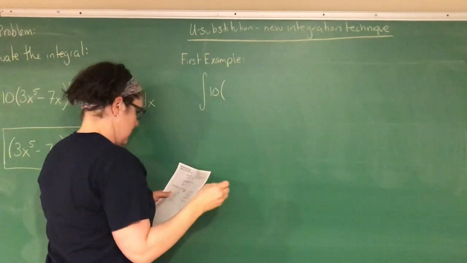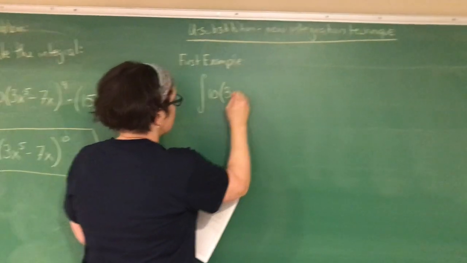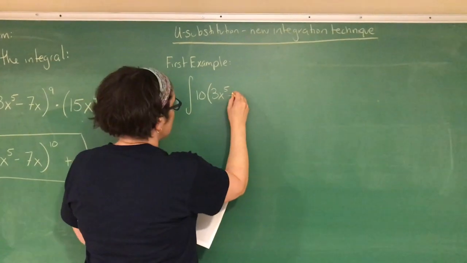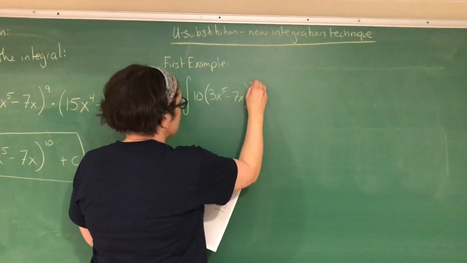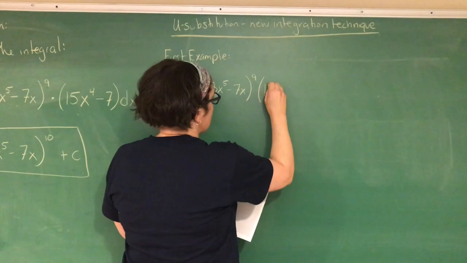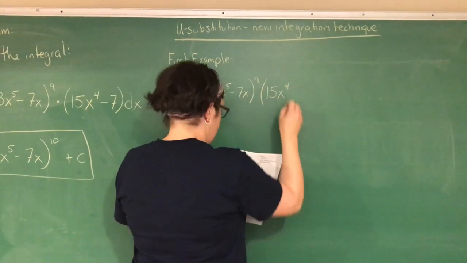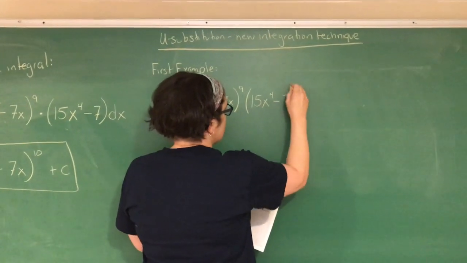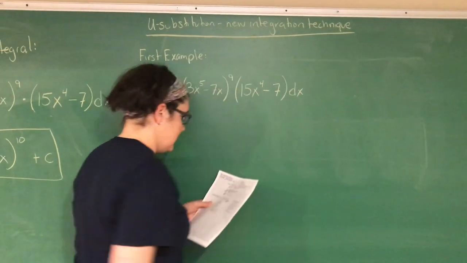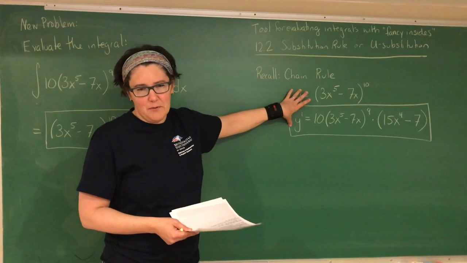Now, in reality, if you're given some kind of a complex integral like this one, the integral of 10 times (3x to the fifth minus 7x) raised to the ninth power times (15x to the fourth minus 7) dx, we want to have some kind of a technique that will help us find the antiderivative. We cannot depend on somebody who's done an example on the other board that exactly matches what we're looking for.